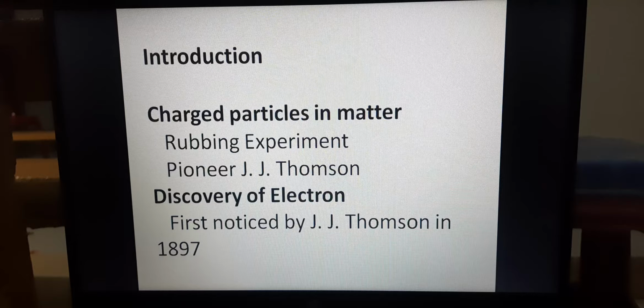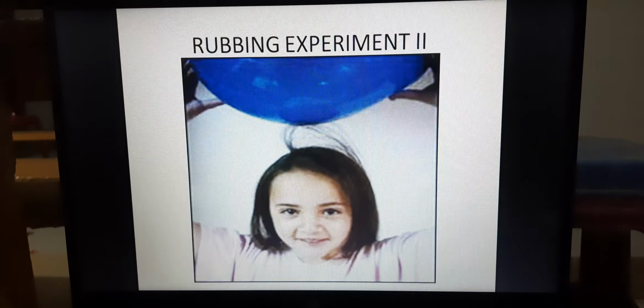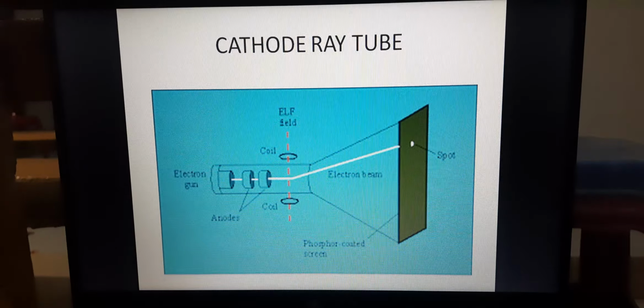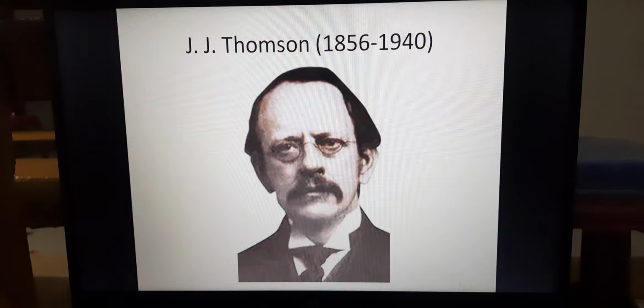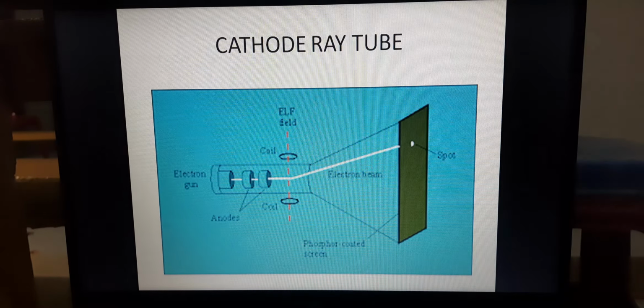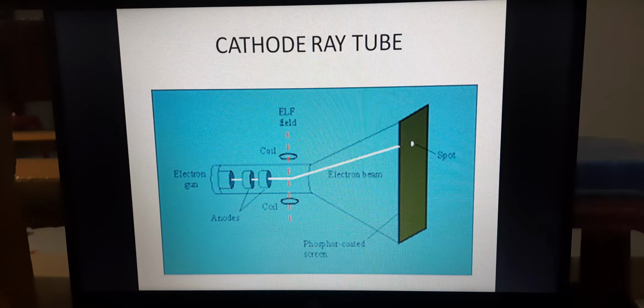That special device is Thomson's cathode ray tube. This is J.J. Thomson, 1856 to 1940, and he made this cathode ray tube. He made a glass tube, made it vacuum, and passed electric current, and then he saw some rays coming out from the cathode.